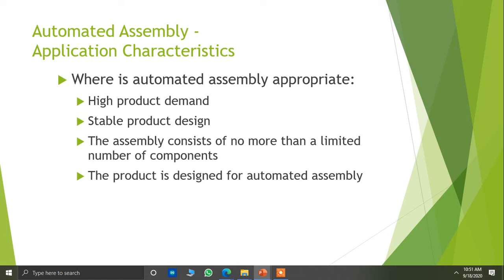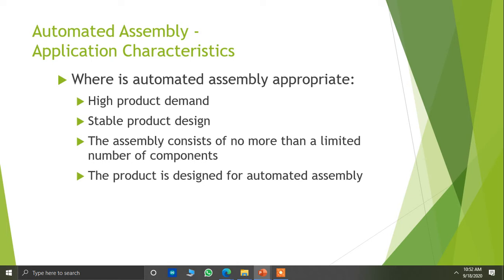And the last point is: product is designed for automated assembly. What do you mean by that? Generally, when we see these food manufacturing units, they tend not to have human touch in that. They feel like it might contaminate or something. So they always prefer machines. Like even in advertisements, they showcase that.